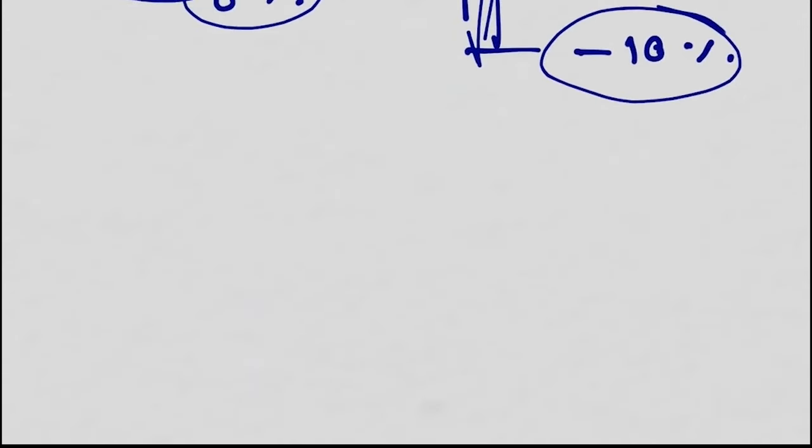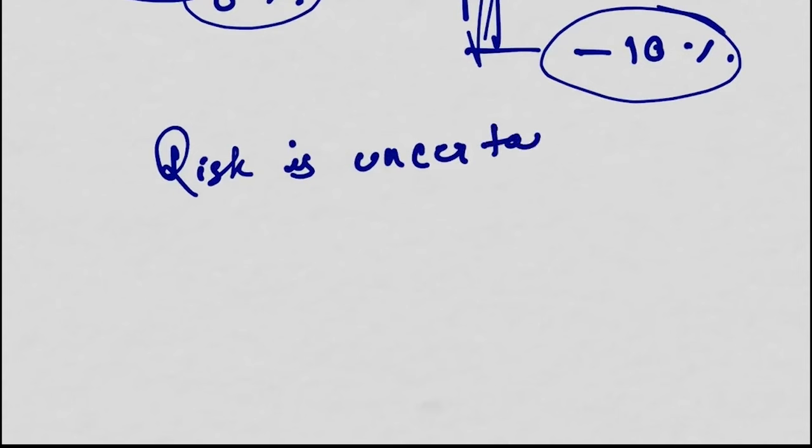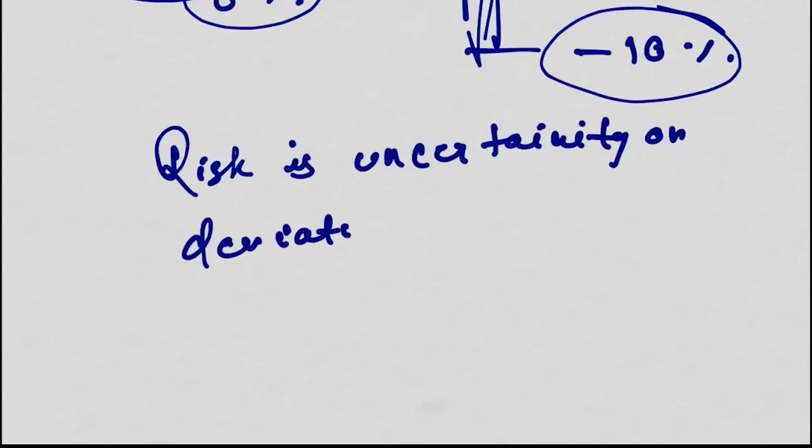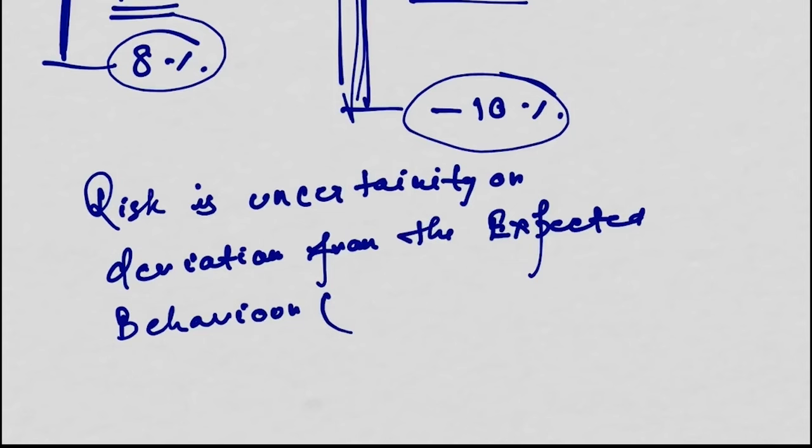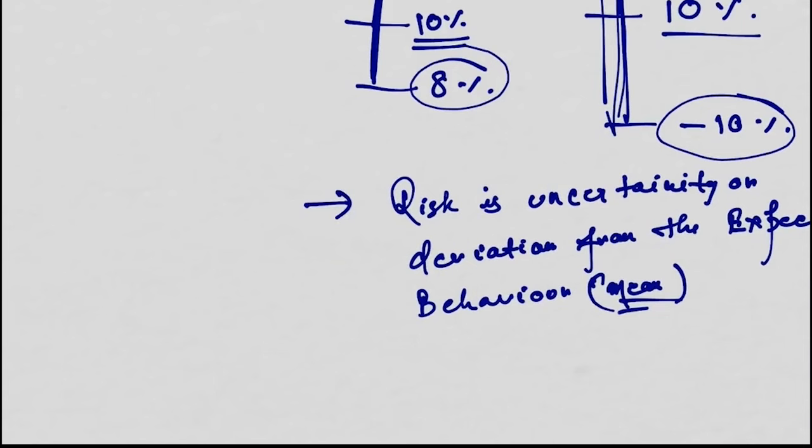So in crux, I'm changing the definition of risk. Risk is uncertainty or deviation from the expected behavior. Expected behavior ko kya bolte hain? Mean, center tendency of the data. And this is captured with the help of standard deviation and variance. Standard deviation and variance. The best measure is standard deviation.